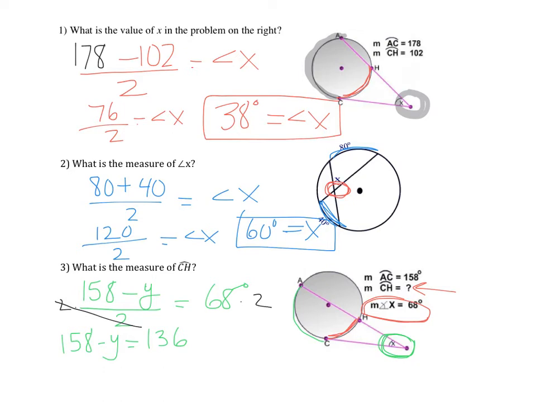Want to get that Y alone, so I'm going to subtract 158 from both sides. Now we get negative Y equals negative 22 degrees. Divide by negative 1, so Y is 22 degrees.